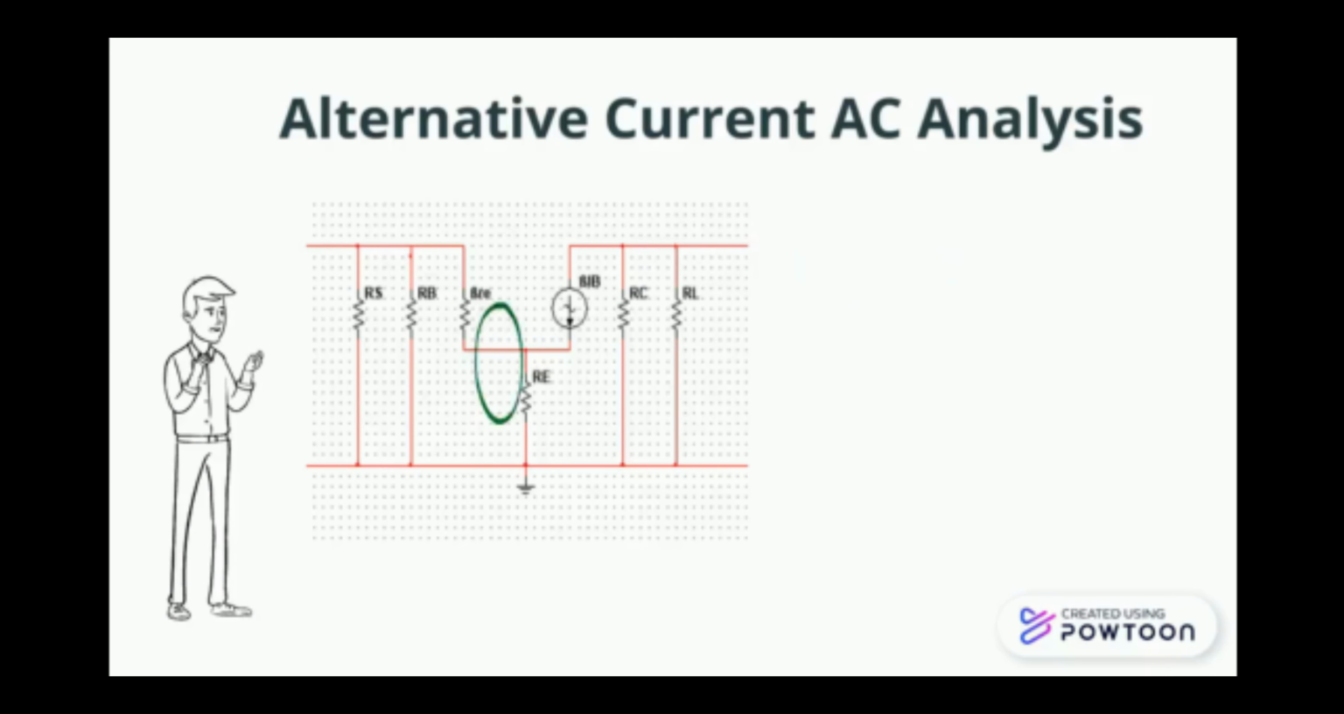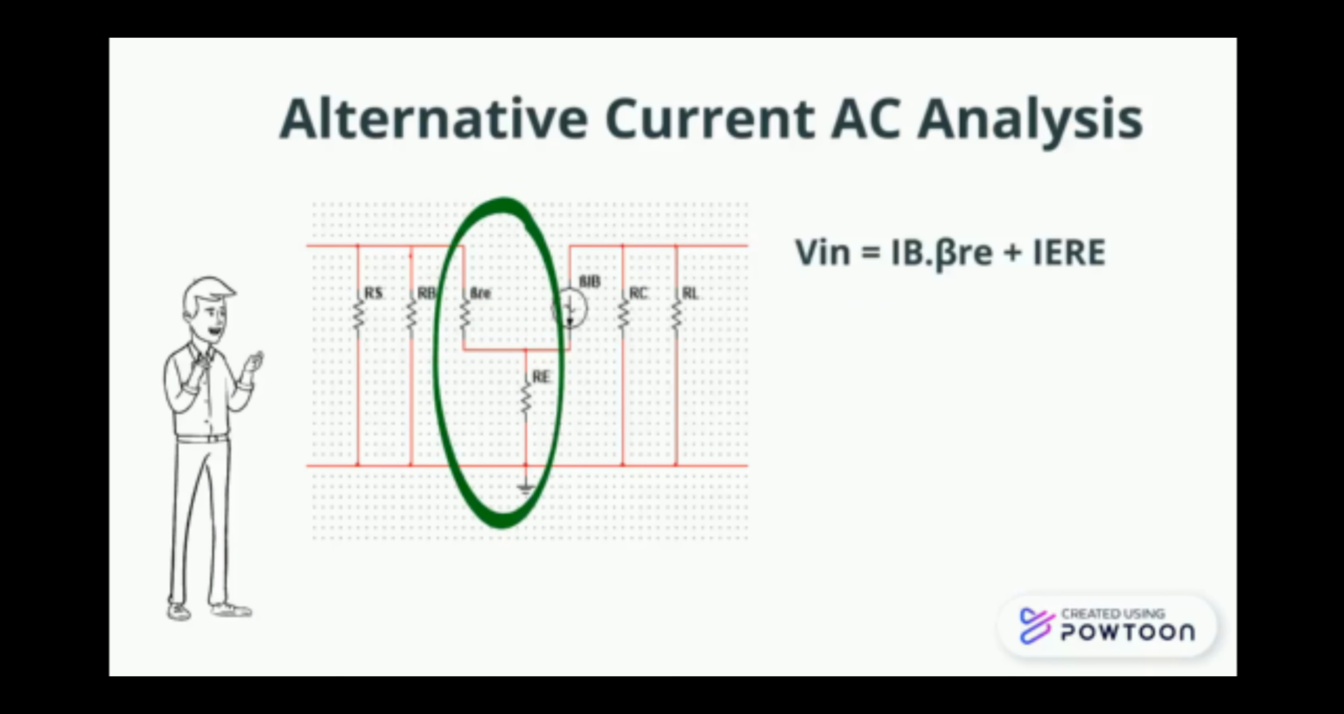Okay, now let's find our Vin. As we can see at the left side, RS is in series with the parallel of RB and beta RE plus RE. Therefore, the voltage across each resistor is the same. At beta RE, we know that current IB flows. Because the beta value is bigger than 1, we can get this equation 3.